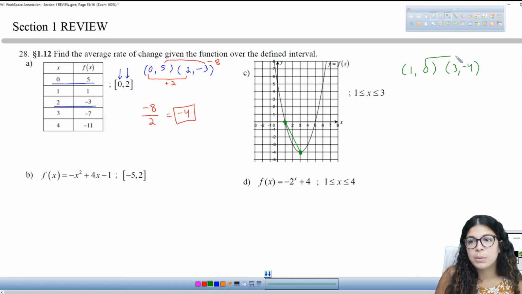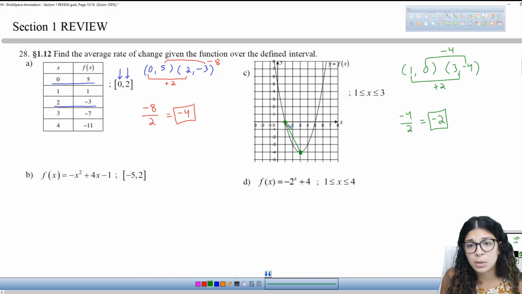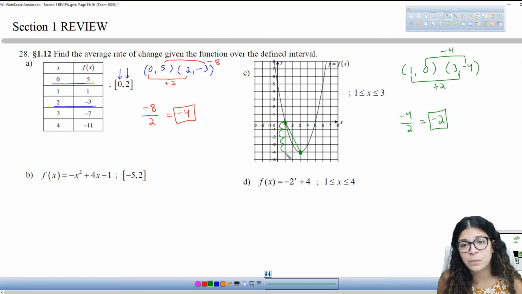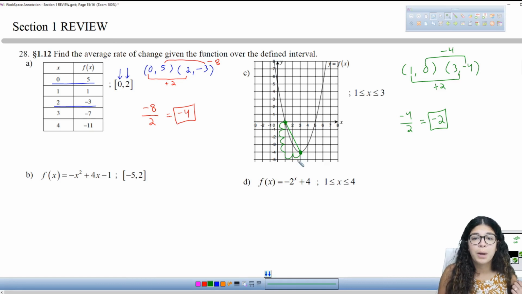Okay, so from 0 to negative 4, that's a change of negative 4. From 1 to 3, that's a change of positive 2. Negative 4 divided by 2 is negative 2. You can also, on a graph, find the horizontal change and the vertical change. So for the vertical change, we go down 4, so minus 4, and then the horizontal change, we go to the right 2, so positive 2 on that horizontal X value change. Okay.